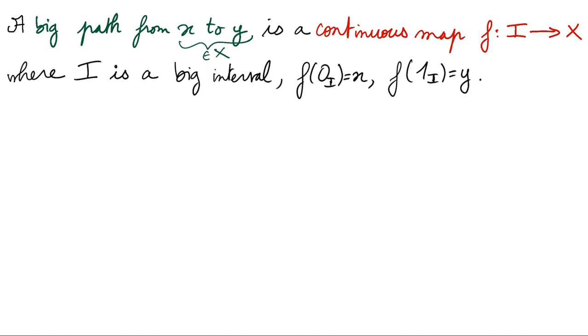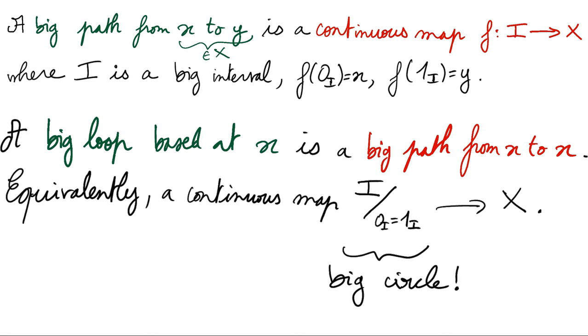Using the notion of big intervals, we can now define the notion of big paths from x to y, where x and y are points in the topological space X. This simply means a continuous map from any big interval I to X, mapping the minimum of I to the point x and the maximum of I to y. A big loop based at x is then simply a big path from x to itself. Equivalently, you can describe a big loop as a continuous map from a big circle to X, mapping a given point to the point x.